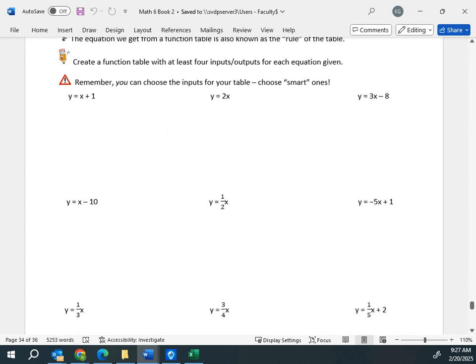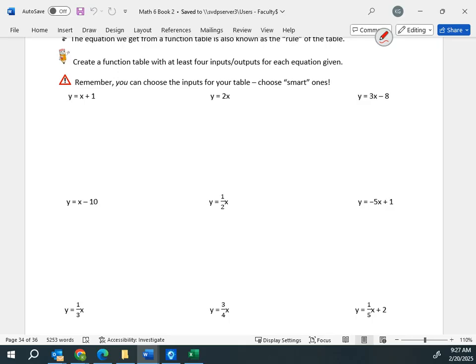Remember, you can choose smart ones. So if it is a fraction, what kind of numbers do we want to choose? Bennett? Multiples of the denominator. That makes it easier so we don't have to work with fractions.